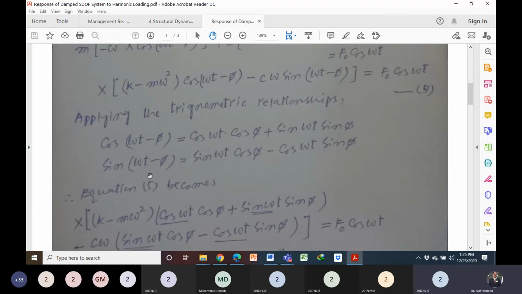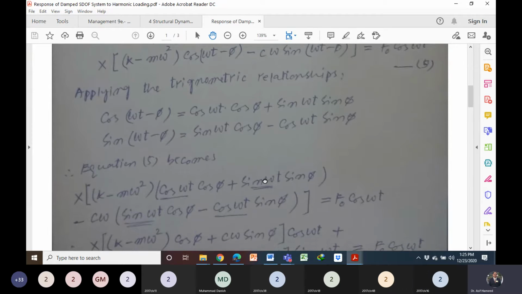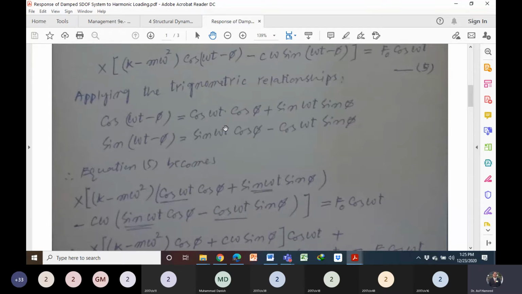Active. Thank you, sir. Sine alpha minus beta. It's sine alpha cos beta minus cos alpha sine beta. You are right. Sine alpha minus beta is sine alpha cos beta minus cos alpha sine beta. So already you know, just use these identities. We can further simplify this equation.